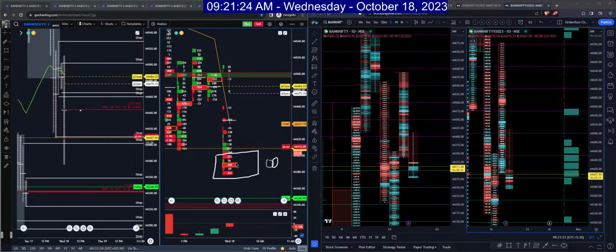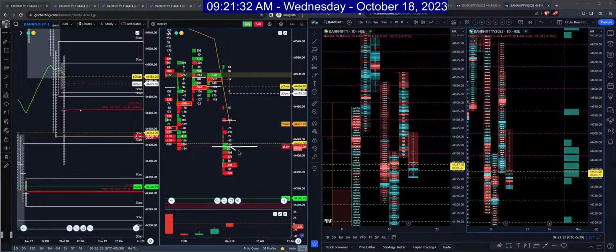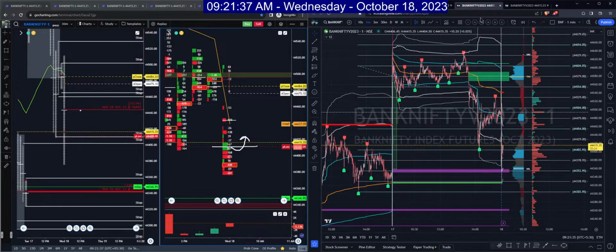So this is this level. What I'm looking for is does this level hold or not? Yeah. So now there is some acceptance in the previous day's low. Let me also look at the smaller time frame chart.